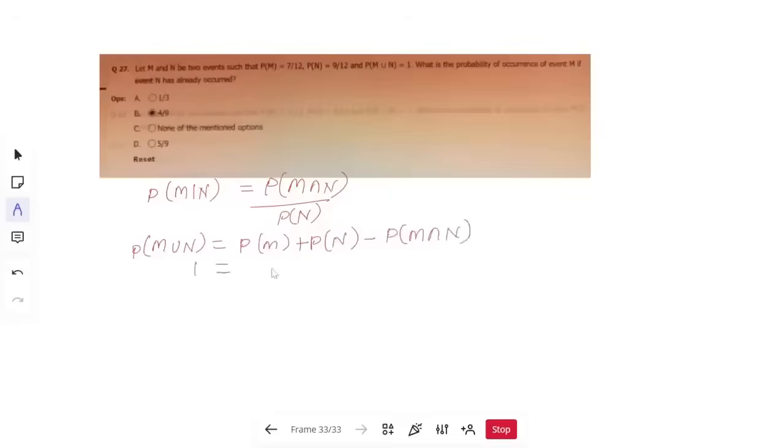See, the probability of m is given to us as 7 by 12 plus 9 by 12 minus probability of m n. Then this one we will solve it. We will get 1 is equal to 16 by 12.